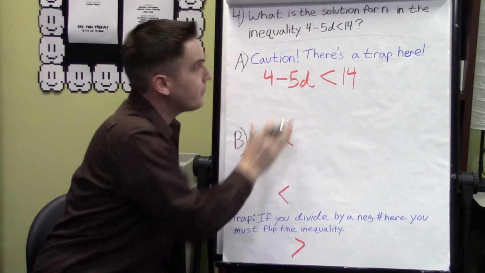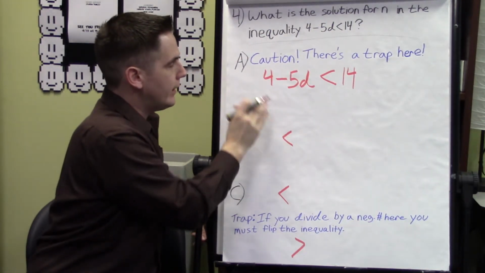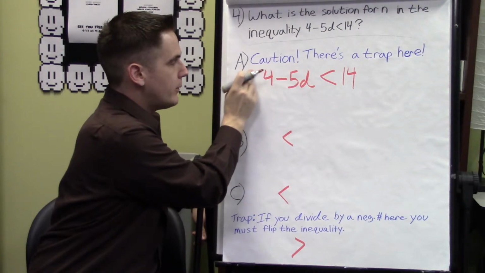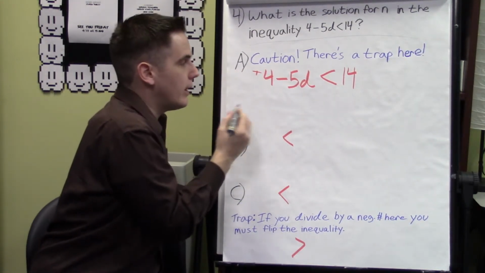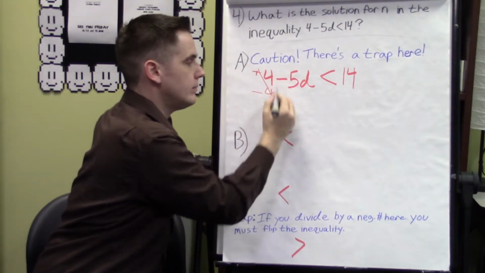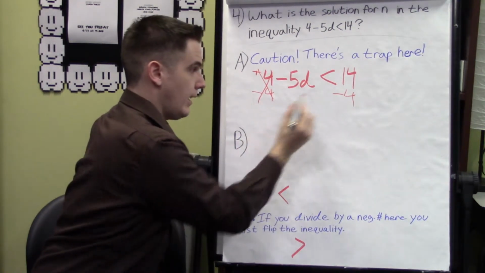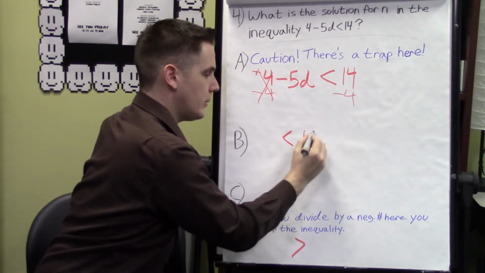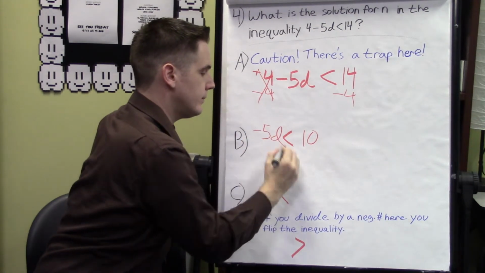Start as normal. Now the d's over here instead of over here, that doesn't matter. This is a 4. It's a positive 4 because it had no symbol, so you can just assume it's 4. So let's move it over. Let's get the d by itself. 14 minus 4 is going to equal 10. And then the negative 5d stays the same.